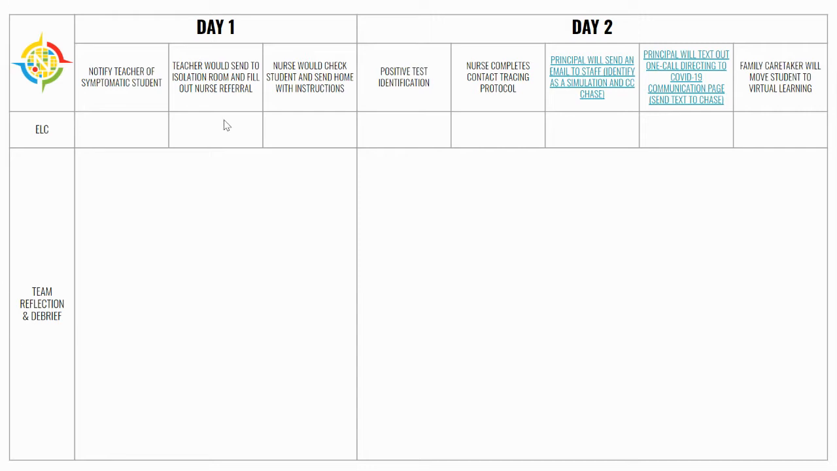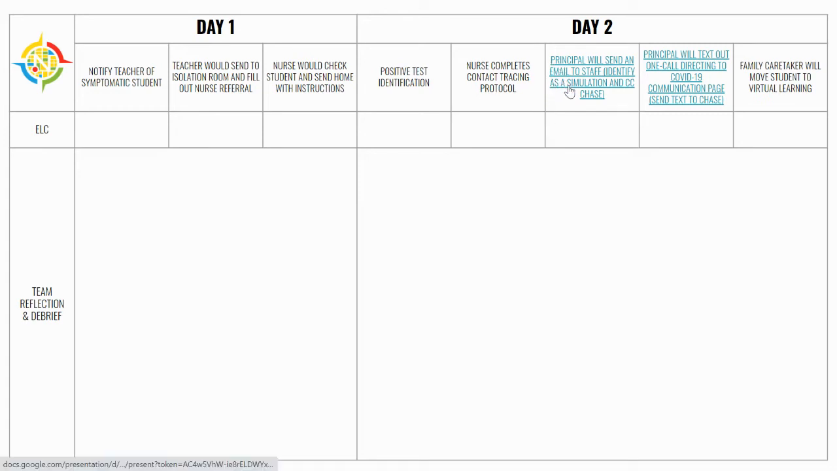That will be the first day. What you will do as a school is go into these boxes, put in the time that each step occurs, and then mark them green to show that you have done that. On the second day, Miss Flanagan will call into your school and notify the family caretaker, or whoever answers your phone, that the case is positive. Then the nurse will need to complete the contact tracing protocol.